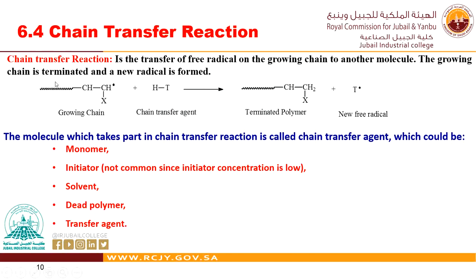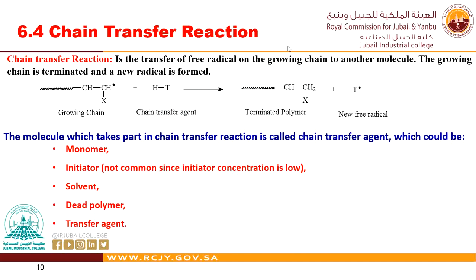So if you have a growing chain here, this is a growing chain with a free radical, and then you transfer the free radical to another molecule. Here we call it what? Chain transfer agent. Then you end up with a polymer without a free radical, and the free radical is transferred to another molecule to start another chain. So here you end up with a smaller molecular weight of the polymer.